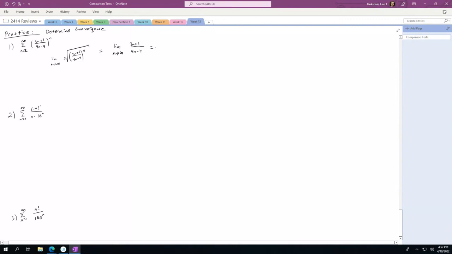Now, this limit, again, we can just look at the coefficients, or at the largest term on top and the largest term on bottom. We have a 3n on top and a 4n on bottom, so our limit is 3/4. Now, this is smaller than 1, so we have that our series must converge by the root test.